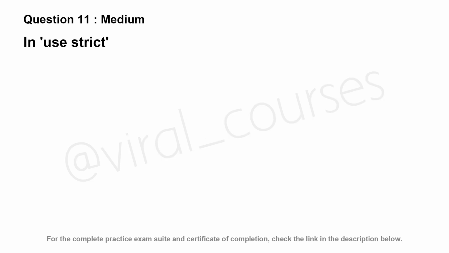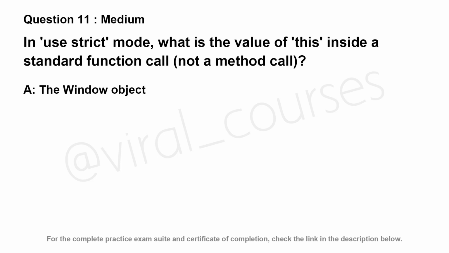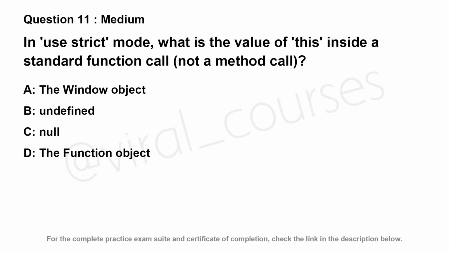In use strict mode, what is the value of this inside a standard function call, not a method call? Option A, the window object. Option B, undefined. Option C, null. Option D, the function object.